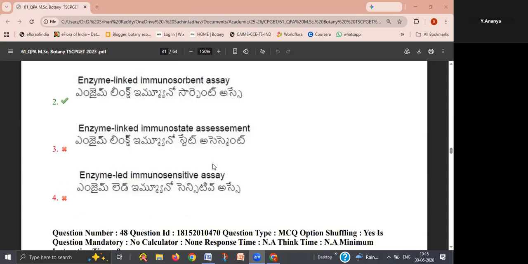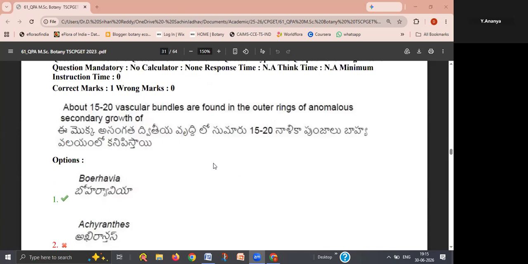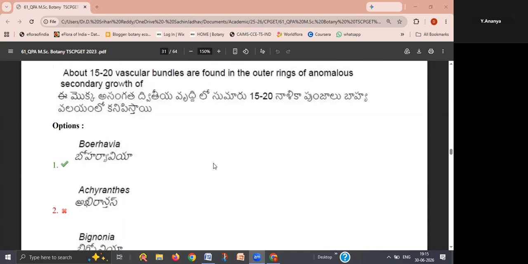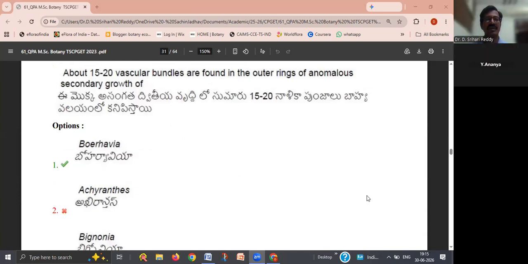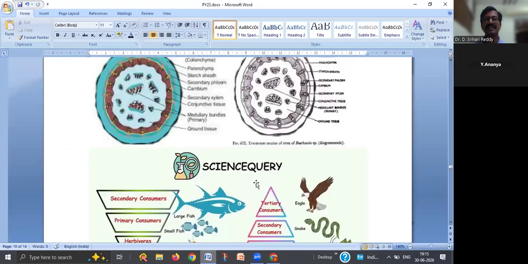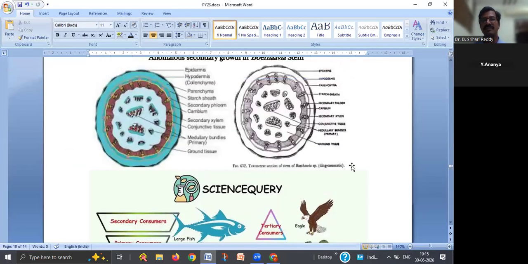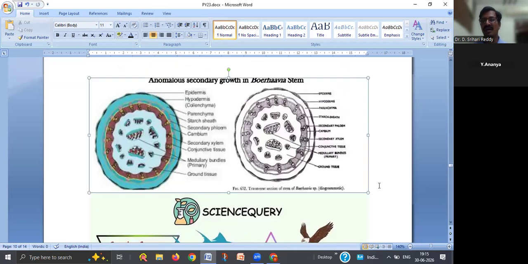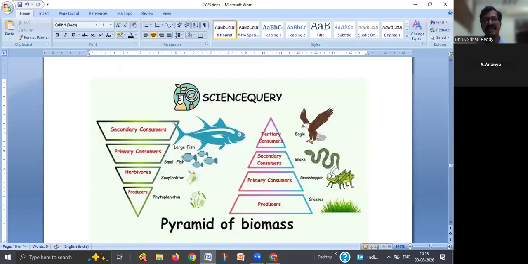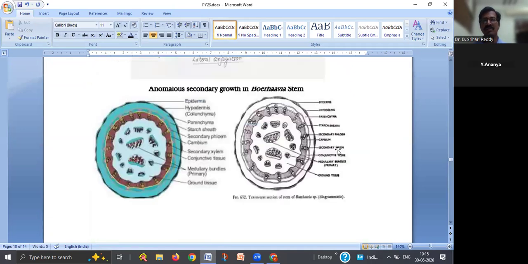Next, about 15 to 20 vascular bundles are found in the outer rings of the anomalous secondary growth of. So anomalous secondary growth we see in Boerhaavia, Echinaanthus, such things. There is a deviation from the normal secondary growth that is called anomalous secondary growth. Here we see more rings of vascular bundles.